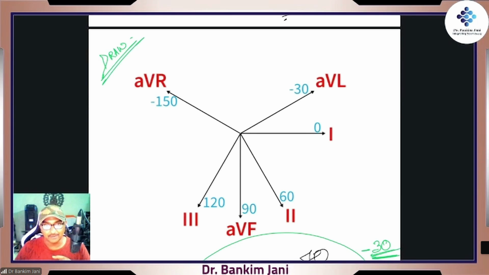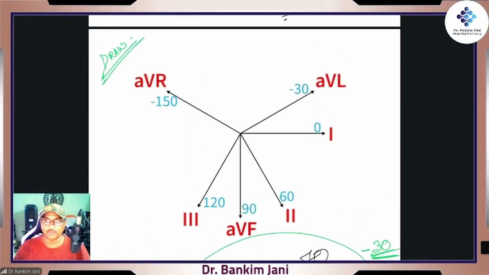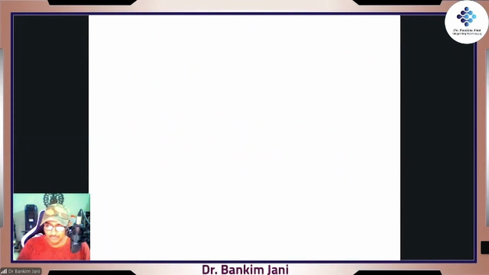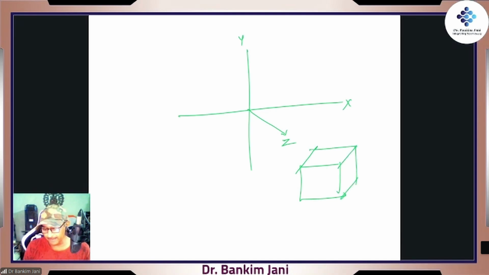The next thing you have to learn is when you are watching the heart from an angle. Which plane are you watching? We have the x-axis, y-axis, and the axis which is coming out from me and going towards you, the z-axis. This is the y-axis, this is the x-axis, and this one is the z-axis, which is an indication of depth.